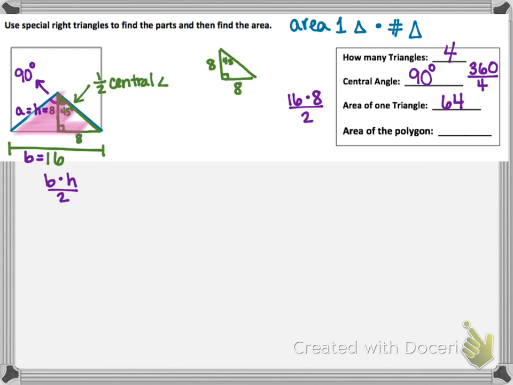Then we have to multiply it by how many different triangles are in there. So we said earlier we have 4 triangles, and then if you draw out those radii, you can see that we have 4 triangles in there. So I'm going to take 64 times 4, and we'll end up with 256.